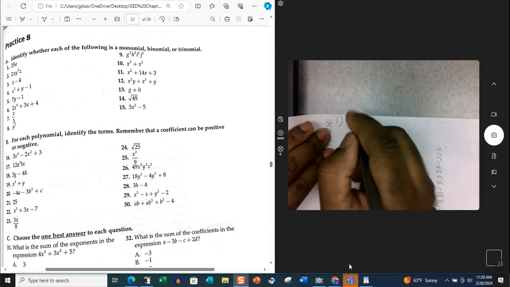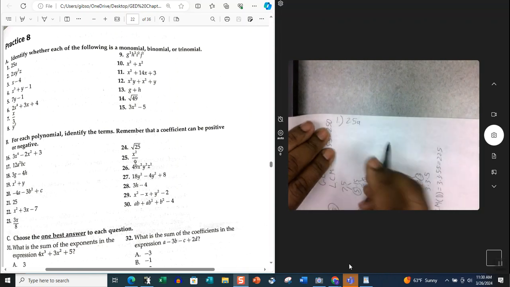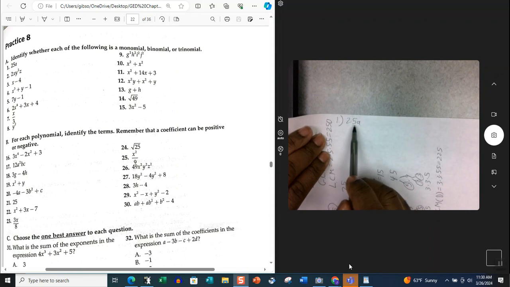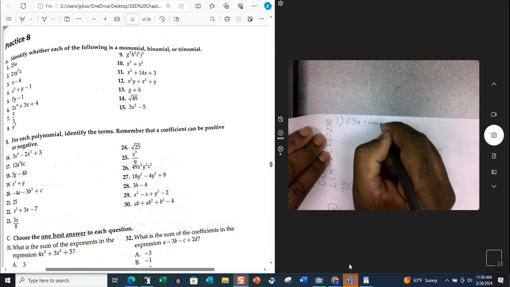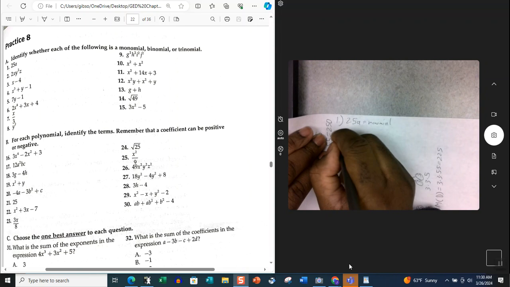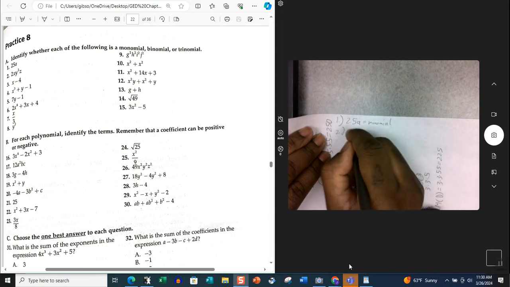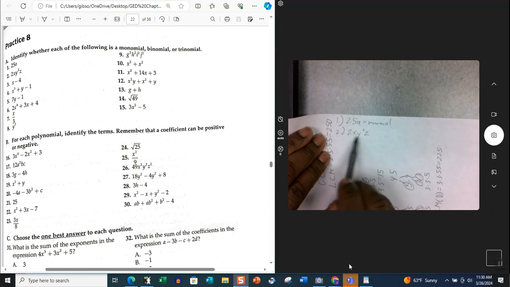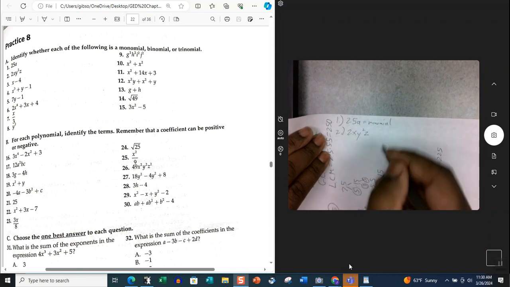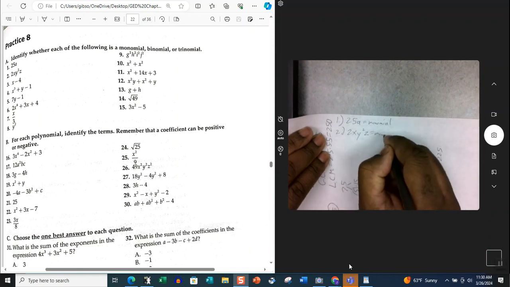So we look at number 1. We have 25a, 25 times a. Now, if you notice here, are there any addition and subtraction? There is not. So this is only one term. So this is a monomial. So number 2, we have 2xy squared z. Now, if you notice here, there's no addition or subtraction. So this is also a monomial.